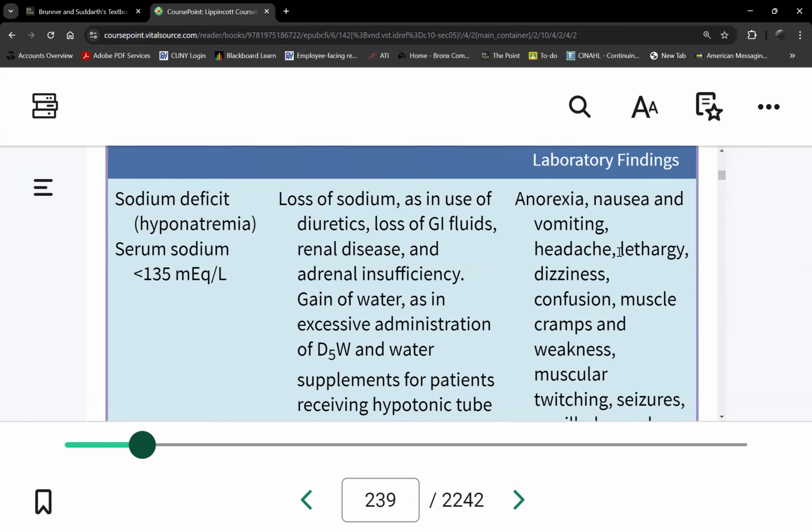If sodium is low, what will happen to the size of your brain cells? According to osmosis, it will cause cerebral edema, wouldn't it? You agree? Okay, so these are now the manifestations of cerebral edema. So you got headache, lethargy, dizziness, confusion.